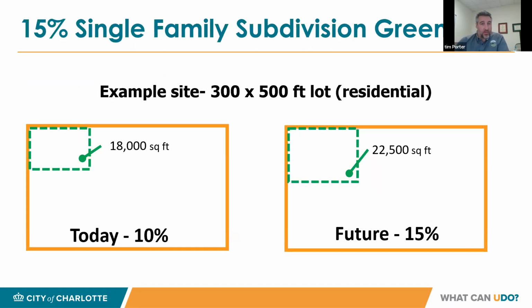As I mentioned earlier, one of the recommended and proposed new regulations is for single family subdivisions. This could be anywhere from 5, 7, 10 to hundreds or thousands of new single family residences in a new subdivision. The current tree save requirement is 10%, meaning a development customer would have to preserve 10% of existing tree canopy. We're proposing that increases to 15% to help align with the current commercial site requirement and to help reduce the decline of tree canopy in residential areas.